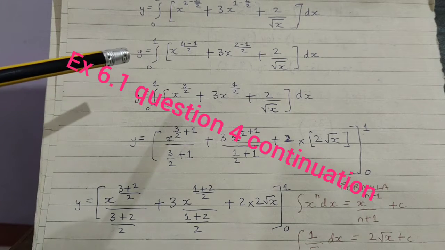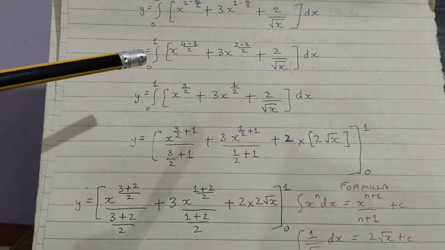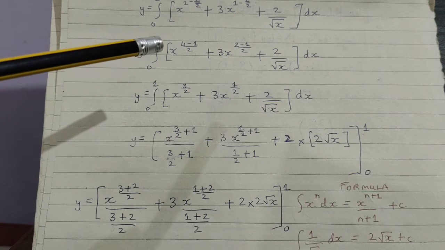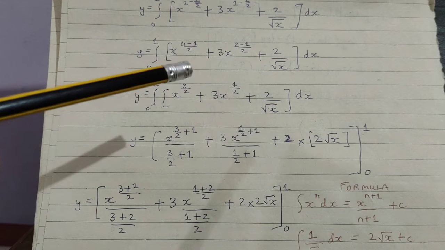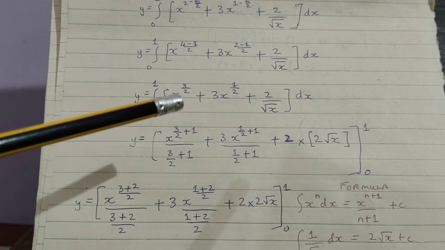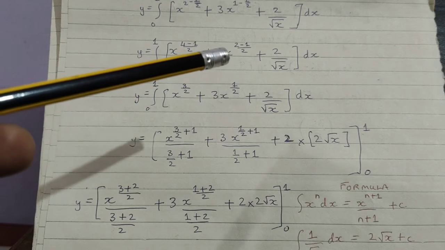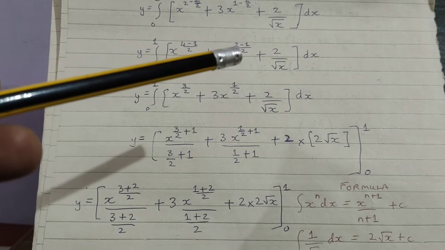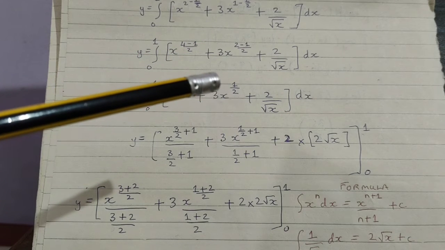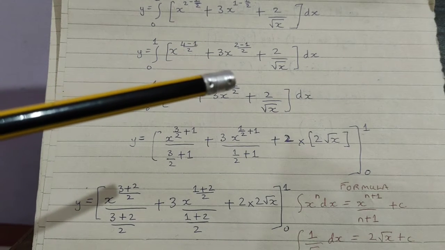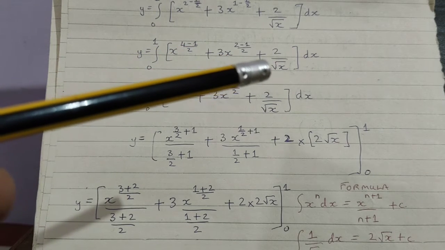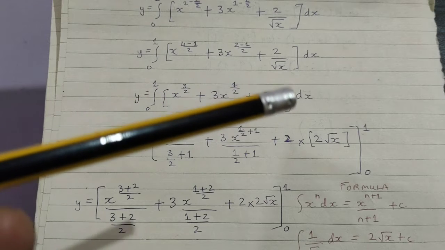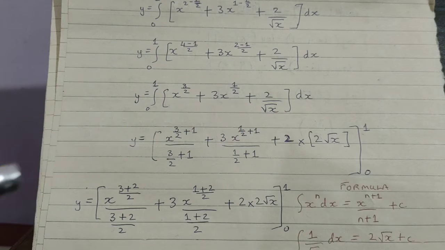Now what we will be doing is that y is equal to, lower limit is 0, upper limit is 1, integral of [x^(4-1)/2 becomes x^(3/2), and 3x^(2-1)/2 becomes 3x^(1/2), plus 2 divided by root x]. The square bracket is closed into dx.